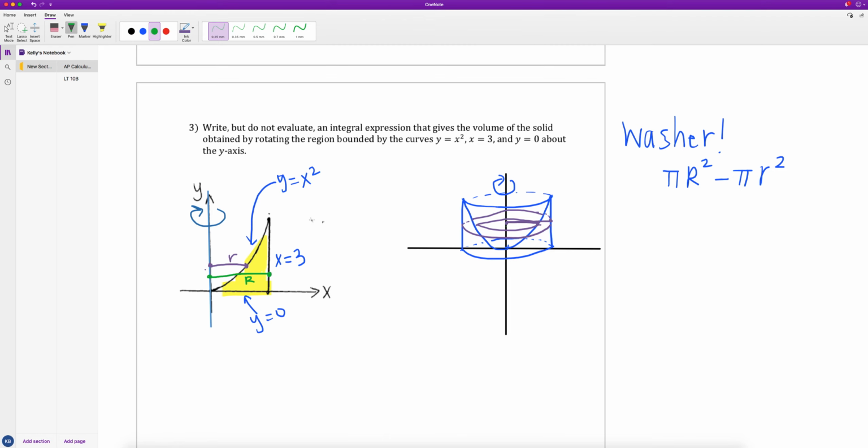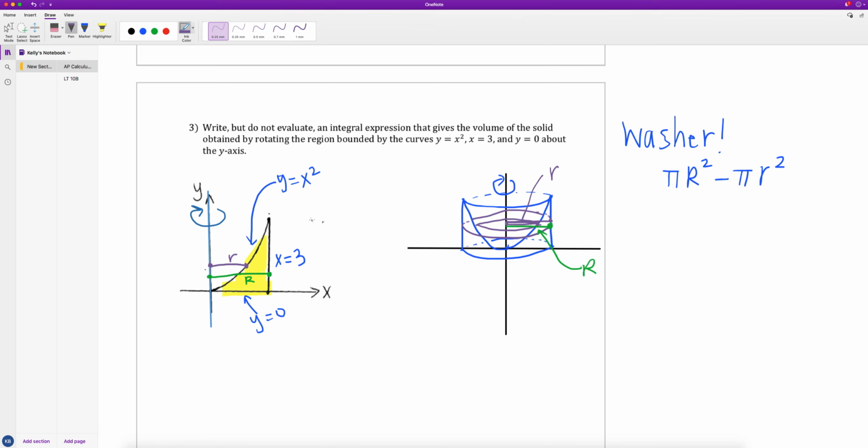So if I draw them over here in these colors, I've got the green one going all the way out, so that would be my big radius. And then that purple one that I kind of had already drawn is this guy that's going from the axis of revolution to the first curve. So that right there is my little radius.